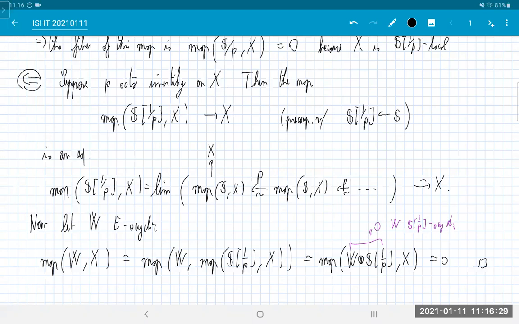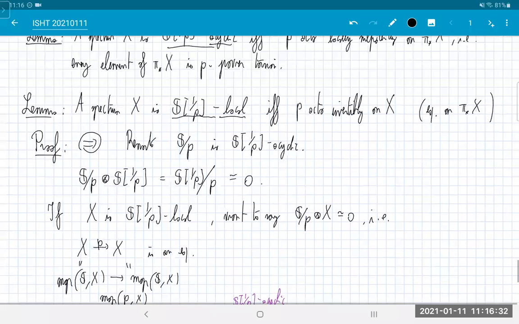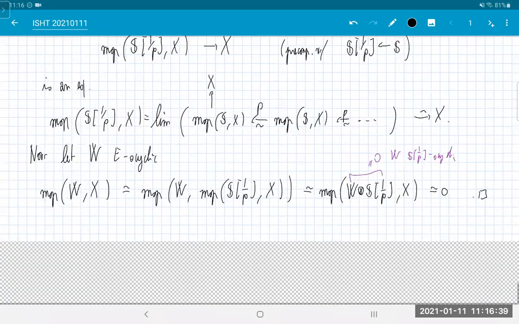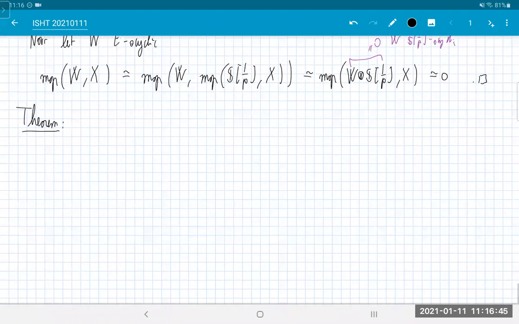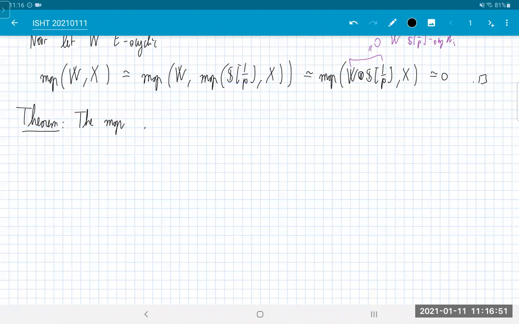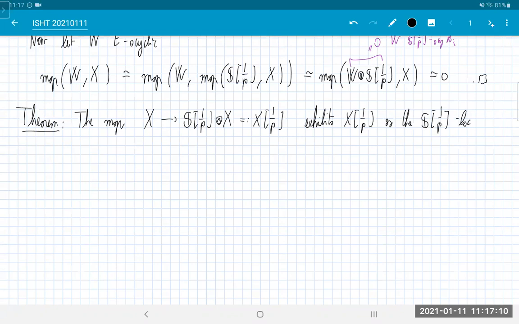Okay. Questions about this result? No? Good. So now we can prove that, well, I'm calling it a theorem, but it's overly selling it. The map from X to S1 over P tensor X, which from now on I'm going to call X1 over P, exhibits X1 over P as the S1 over P localization of X.